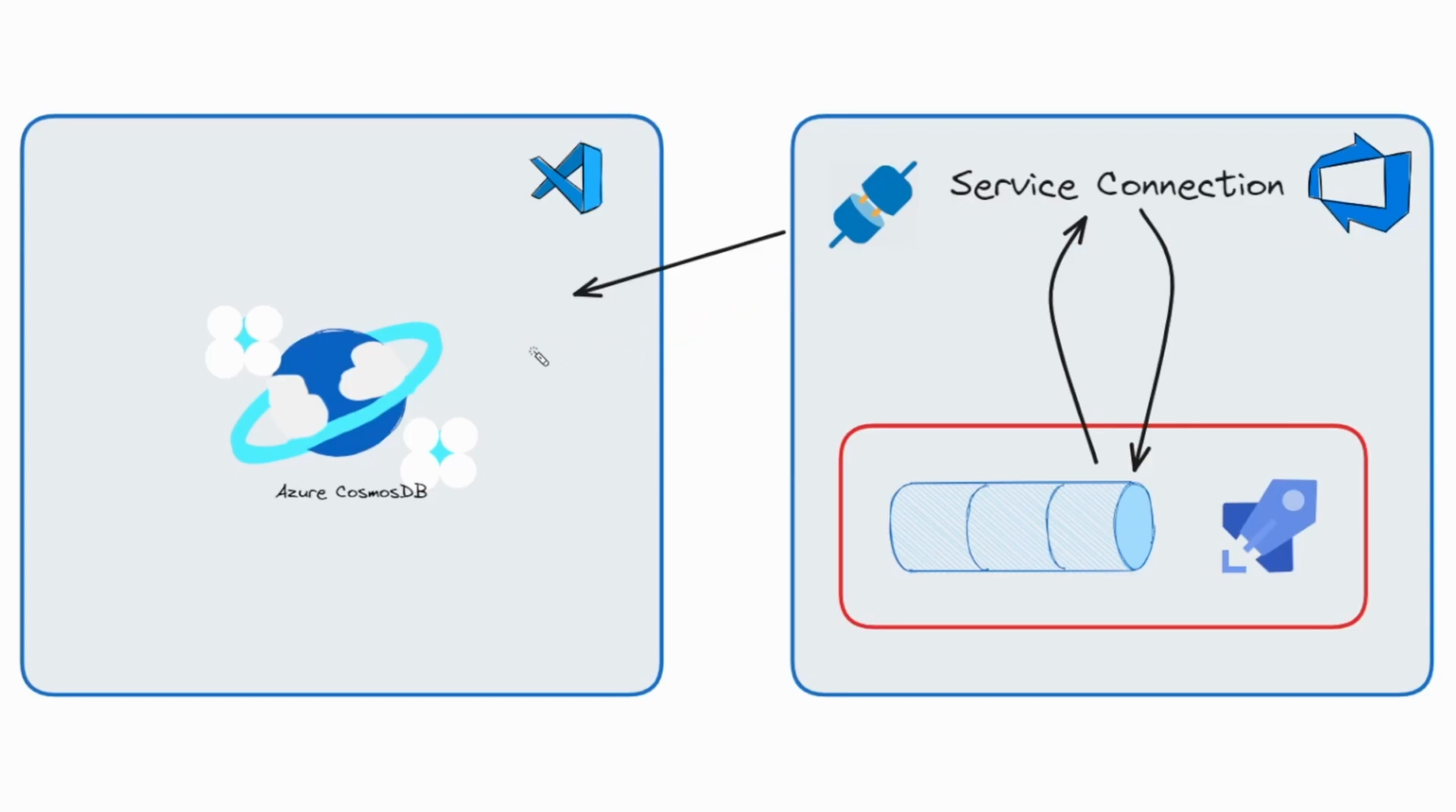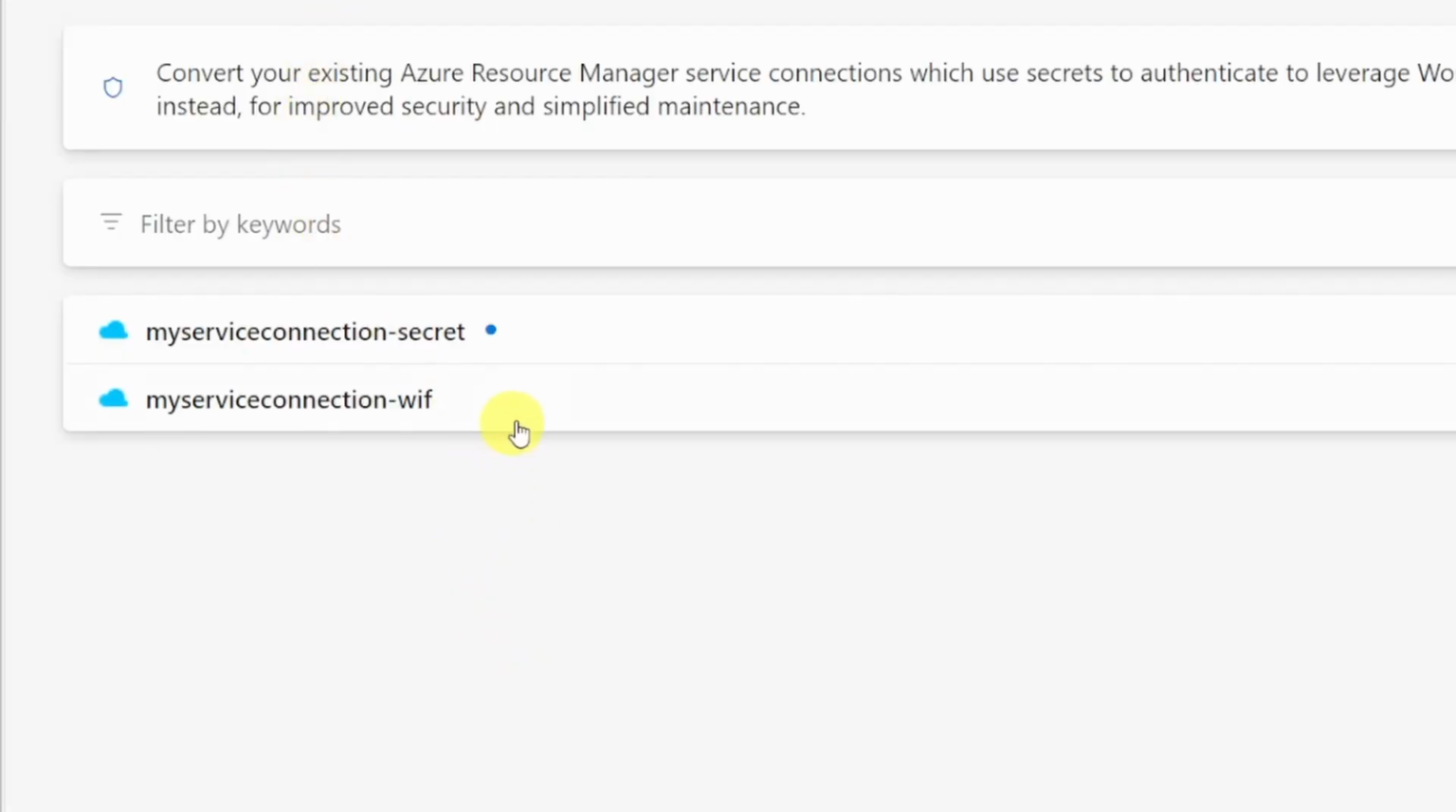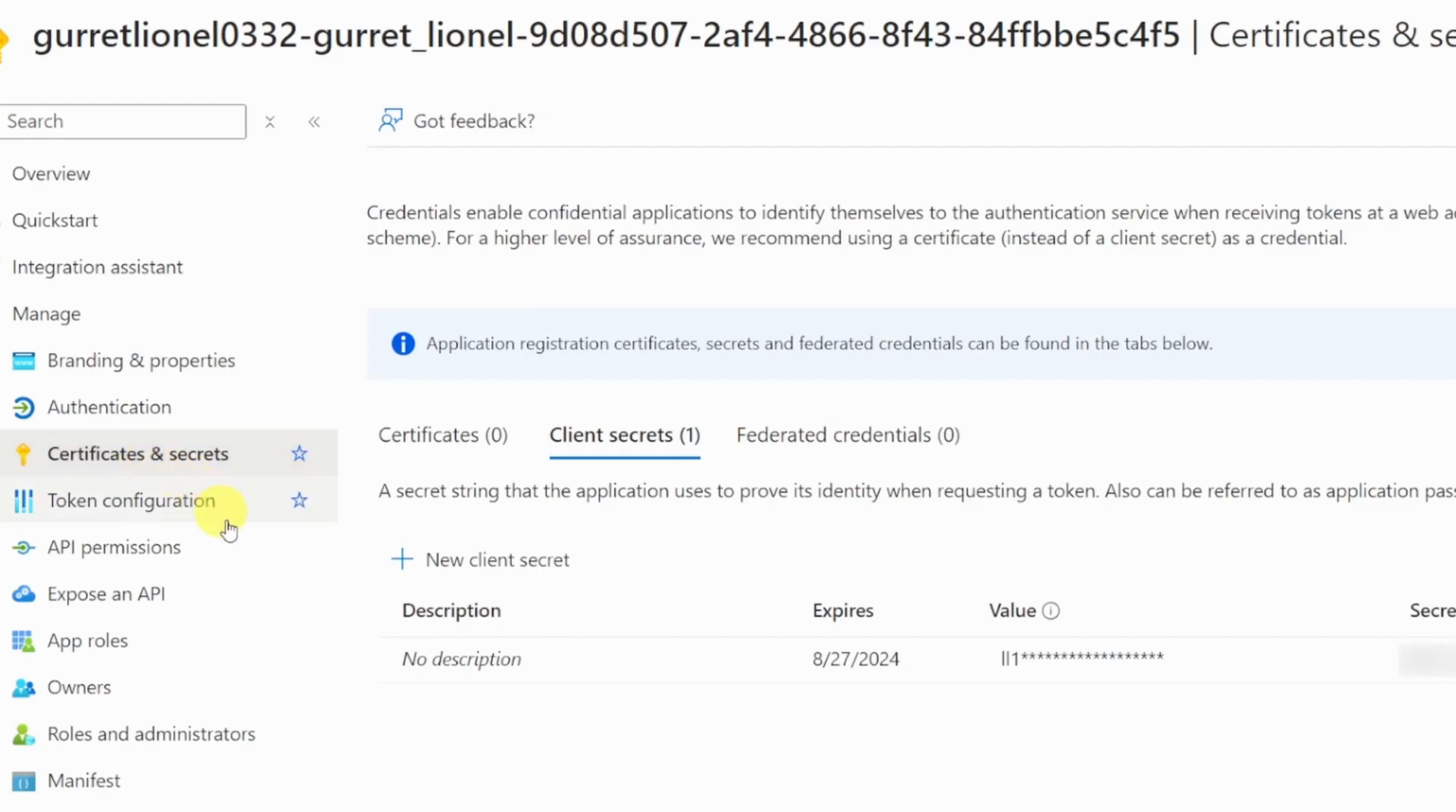If we take a look at a traditional service connection, you can see that when we navigate to its service principal and then to the secret menu, there is a secret stored in there. This secret has a limited lifespan, meaning you have to renew it frequently and ensure it never gets compromised. Not the most comfortable situation, right? This is where Workload Identity Federation comes to the rescue.